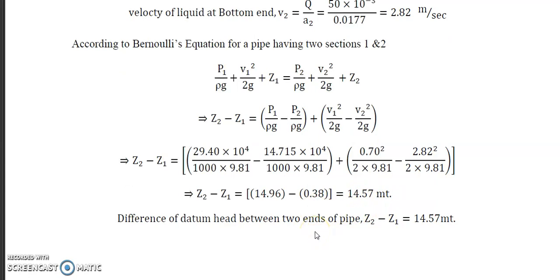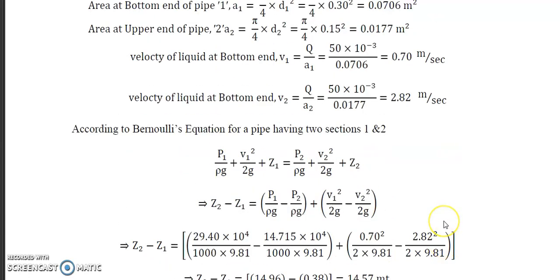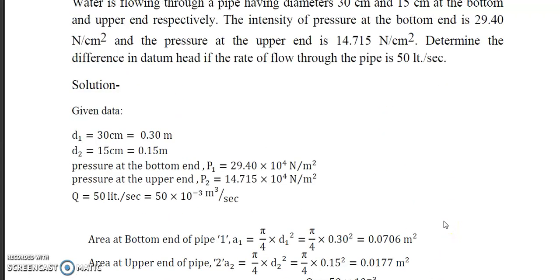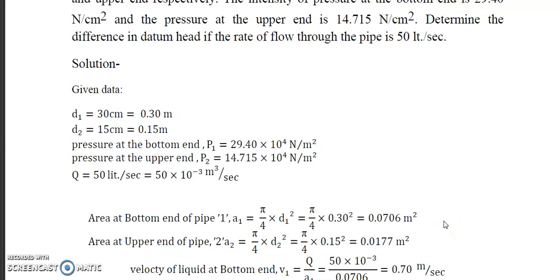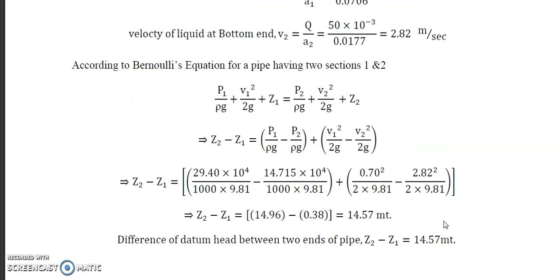So easily now you can calculate the difference in datum head between the two ends of the pipe, that is Z2 minus Z1, that value will come 14.57 meter. So here you have to calculate the difference in the datum head, and the value is 14.57 meter.